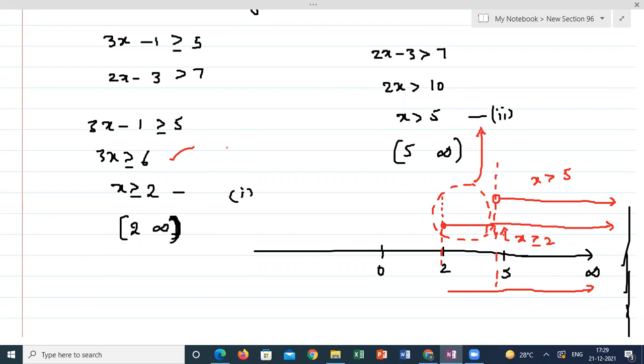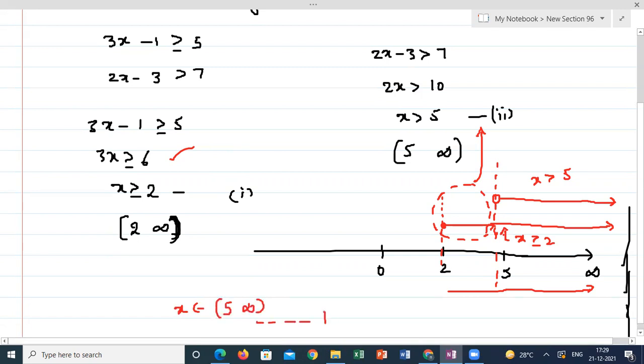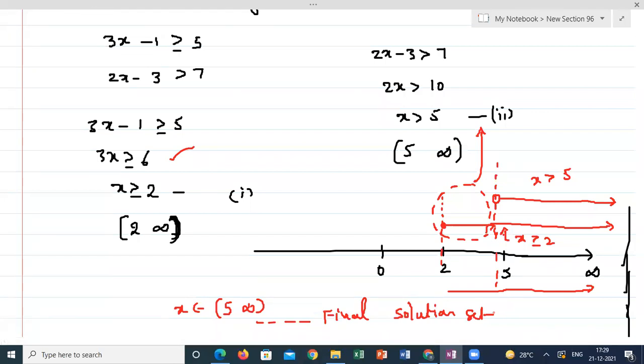So here there is a common solution. If you draw on the number line, what gives the common solution is the final solution of the equation. So x belongs to 5 comma infinity, which will satisfy both the expressions, is the final solution set for the system of linear equations. That means it is satisfying both equations. It should not satisfy only one particular equation. It should satisfy both the equations. Is it clear how to handle?